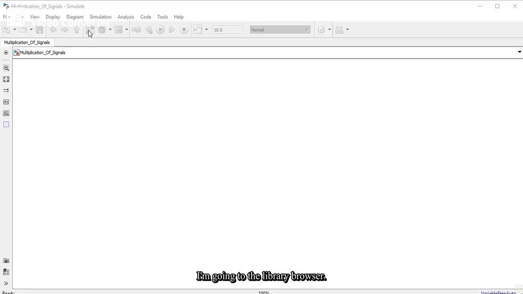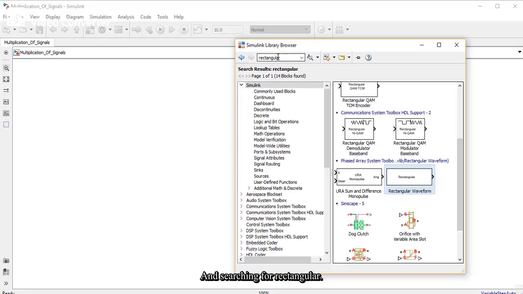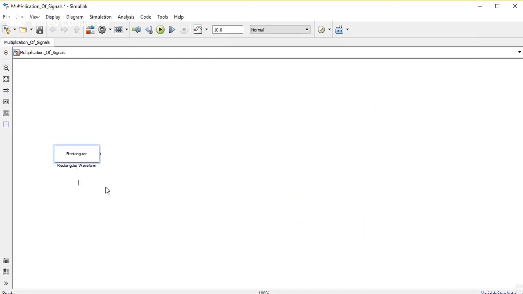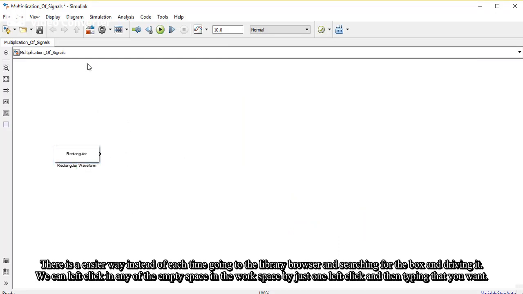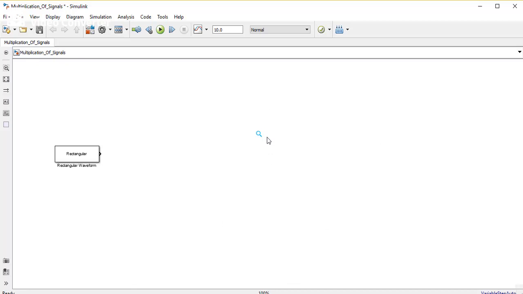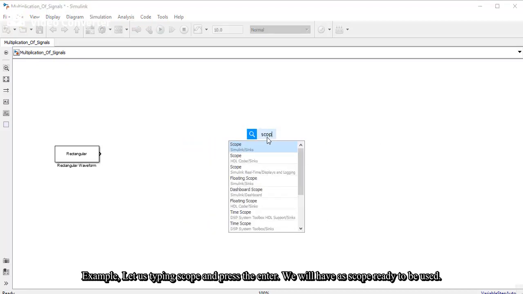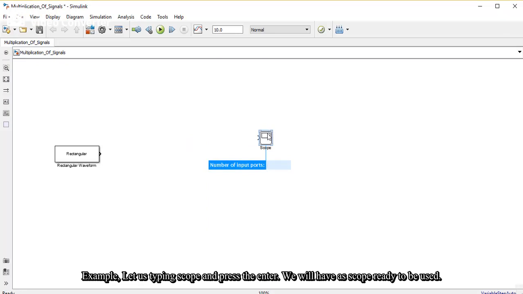By going to the library browser and searching for rectangular, we're gonna drag the rectangular waveform box to the workspace. There's an easier way. Instead of each time going to the library browser, searching for the box and then dragging it, we can left click one time in any empty space in the workspace and then type the thing that we want. For example, let's type in scope and press enter, we will have a scope ready to be used.